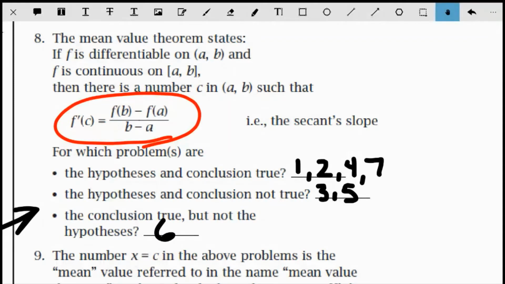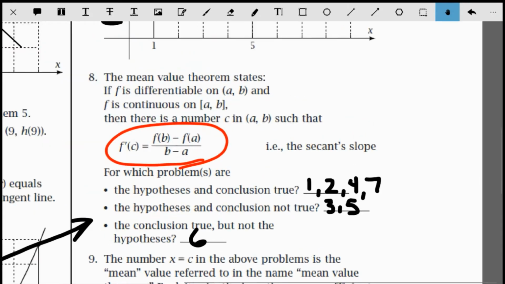We also had some where both the hypothesis and the conclusion were not true. But then there was one situation where we still had a point where the average rate of change was equal to the instantaneous rate of change on the interval, even though the function was not differentiable and continuous. So the main point is, if I meet the conditions of the mean value theorem, meaning the function's differentiable on the open interval and continuous on the closed interval, then I'm guaranteed to have a point where the average rate of change is equal to the instantaneous rate of change. It can still happen to be true in certain circumstances, but I'm not guaranteed for it to be true unless I meet the criteria of the mean value theorem.